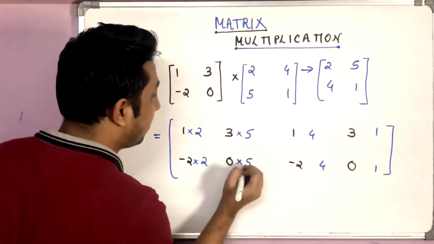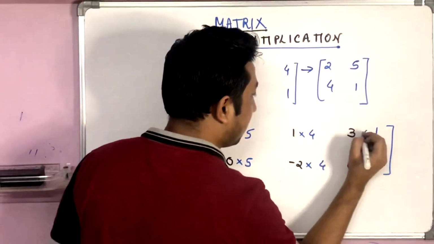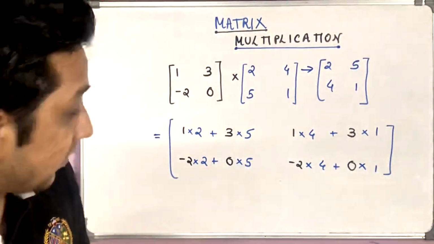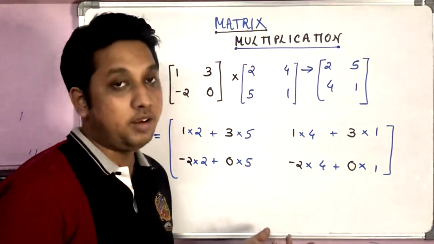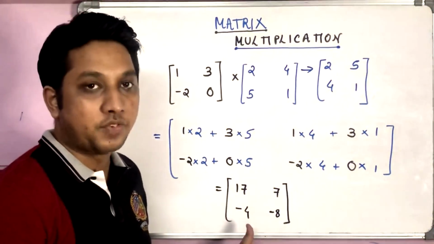Multiply the corresponding elements, add the products. And then simply calculate and get the result. So after calculating, this is the final result.